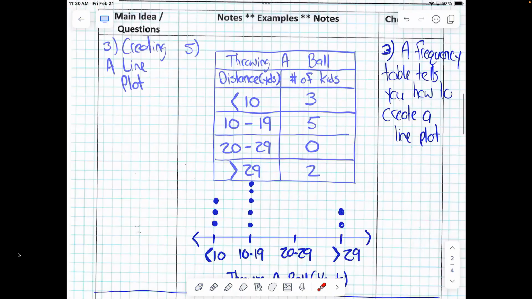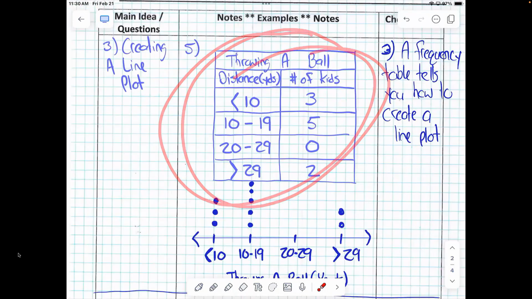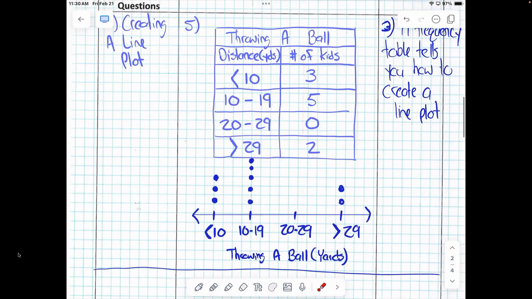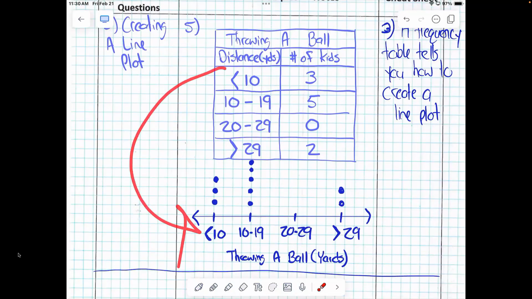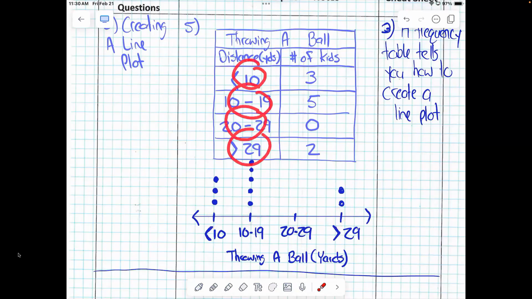What's this thing called right here? Frequency table. So the frequency table basically could guide you on how to make a line plot, right? We have 1, 2, 3, 4 pieces of data we want to talk about, yeah? So we put 1, 2, 3, 4 tick marks. Do we need to label the line plot the same as the frequency table? So less than 10, yes?